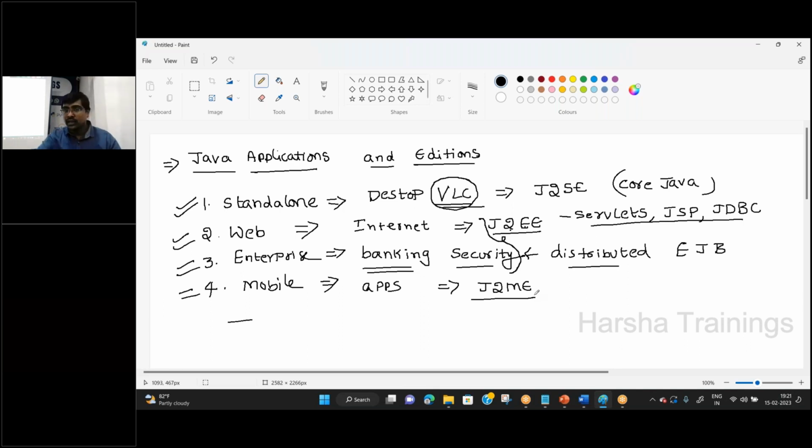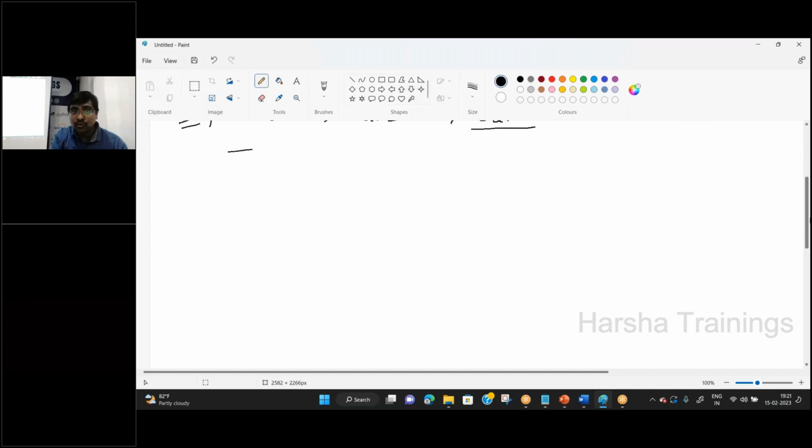Okay. Now you are getting one clear idea: by using Java, what different applications can you develop, and what are the different types of Java editions? Clear? Now coming to the next point. So the Java point is completed.